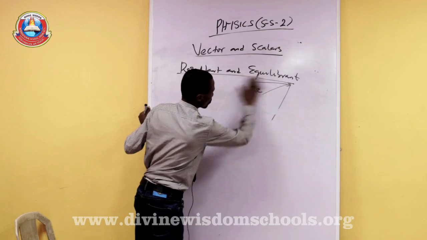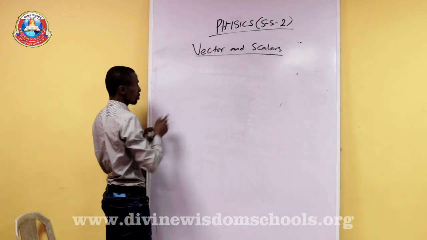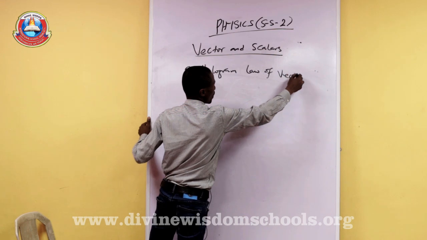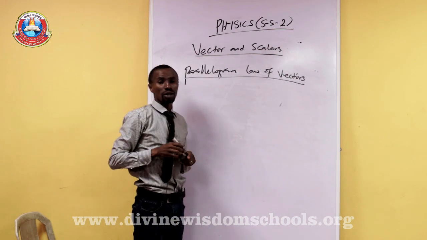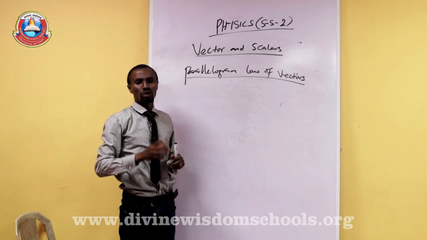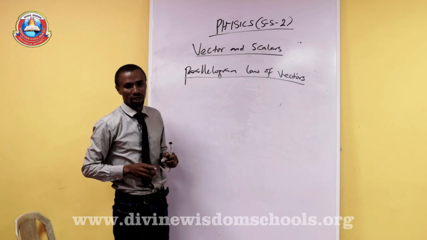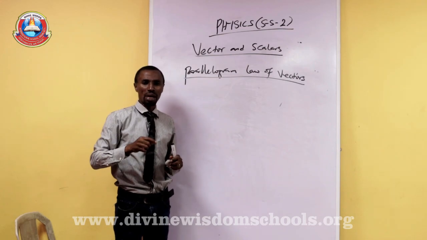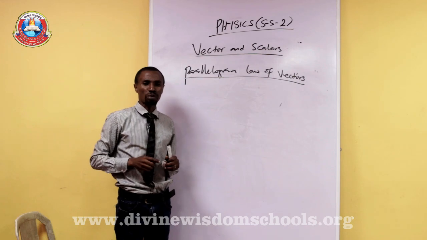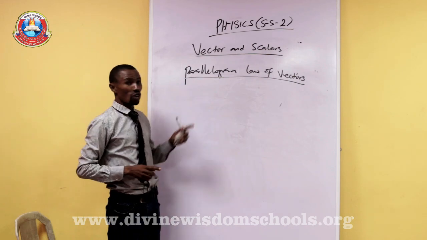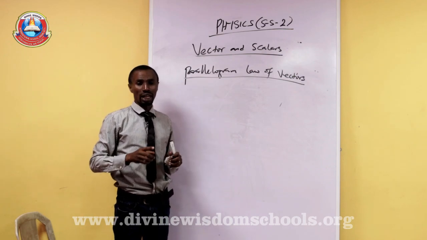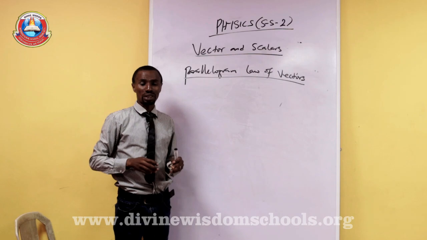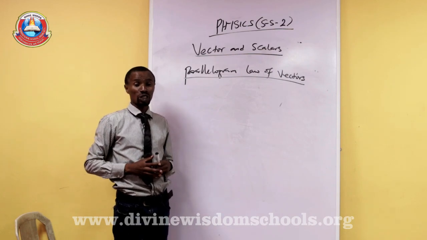Now let's take on the law we call the parallelogram law of vectors. What is the parallelogram law of vectors? It states that if two vectors with the same magnitude and direction are acting on adjacent sides, the resultant is represented in magnitude and direction by the diagonal of the vector drawn from the common point. I go back again. The parallelogram law of vectors states that if two vectors acting together have the same magnitude and direction, the resultant of the vector is represented in magnitude and direction by the diagonal of the vector drawn from the common point.